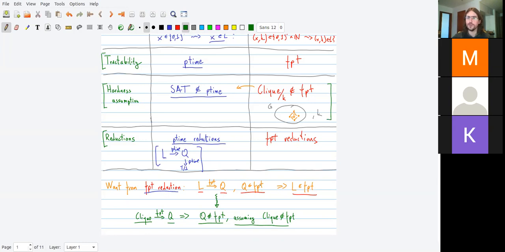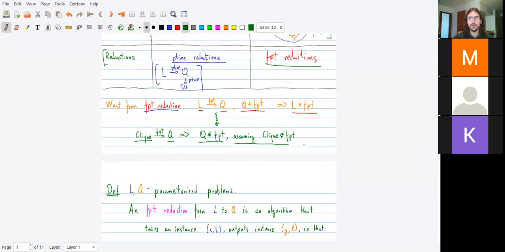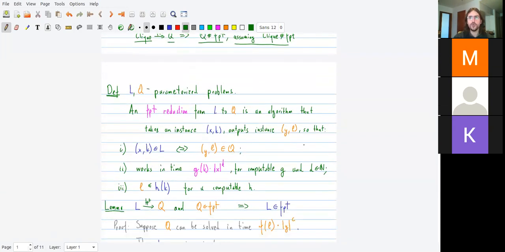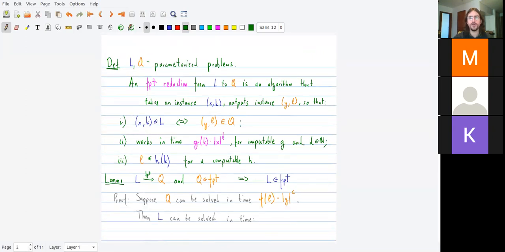And so far, we essentially understood all of them, apart from the notion of an FPT reduction. We probably already see how this should work, but let's make it formal. So what is an FPT reduction? Imagine that we've got two parameterized problems, L and Q. And we would like to say, what does it mean that there is an FPT reduction from L to Q?